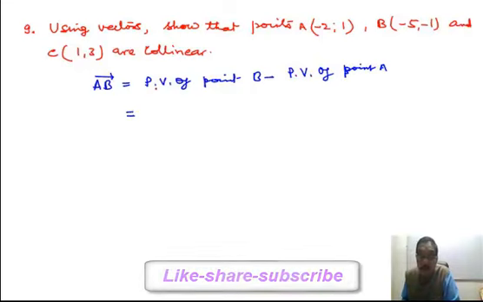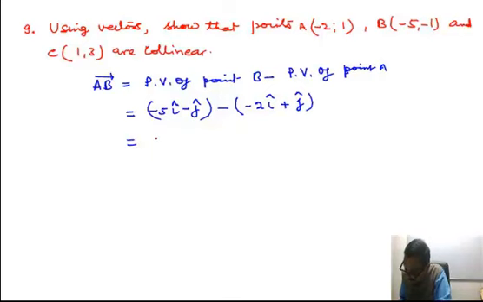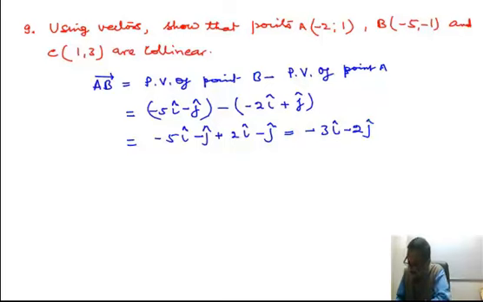This will be equal to position vector of point B, which is -5 i cap minus 1 j cap, that is j cap, minus position vector of point A, which will be -2 i cap plus 1 j cap, that is j cap. Simplify this, so it will be -5 i cap minus j cap plus 2 i cap minus j cap, that is -3 i cap minus 2 j cap.